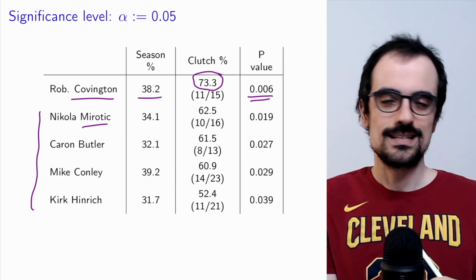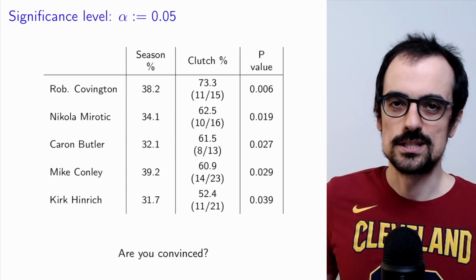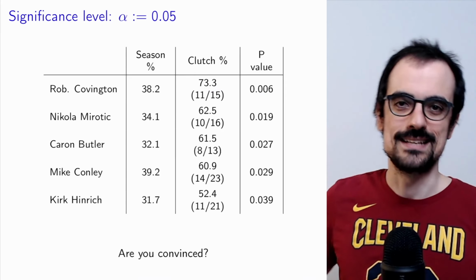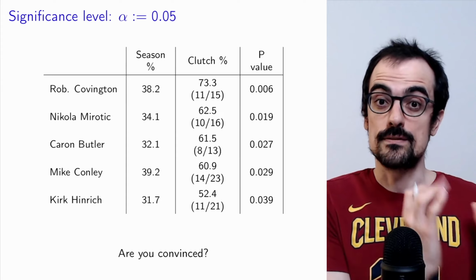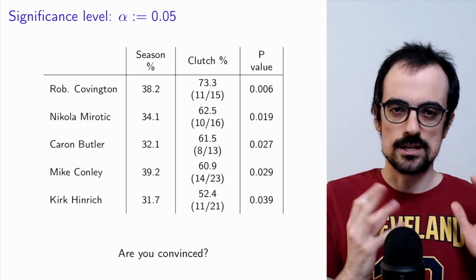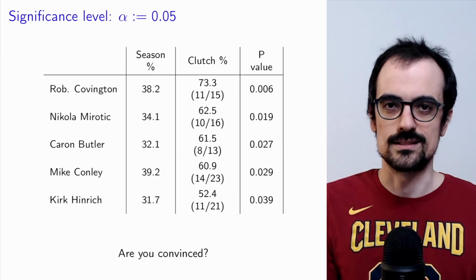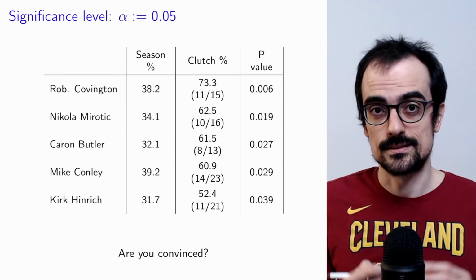Okay, so now let me ask you, are you convinced? If we were sports journalists, we would go ahead and write an article about how these players are really clutch. This was during the first half of the season, so we would write, this season these players have demonstrated that they're clutch, and then tell some personal stories about them or something. But we're data scientists, okay?